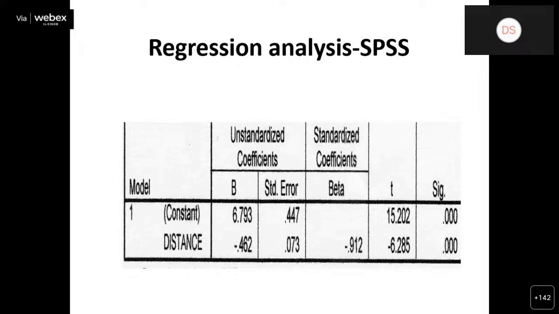When you run the regression analysis in SPSS, this is the output we get. The first column is our primary concern. The regression coefficient for distance is minus 0.462 and the constant value is 6.793. So basically, the regression equation is minus 0.462 into distance plus 6.793. So the number of visits is equal to minus 0.462 into the distance plus 6.793. This is the regression equation.